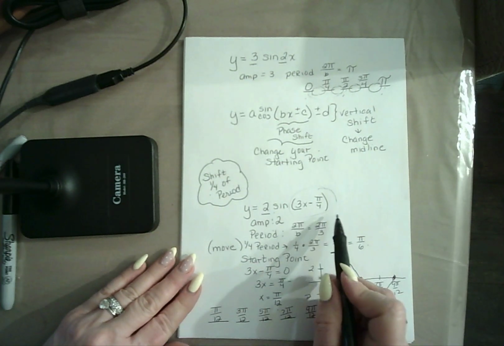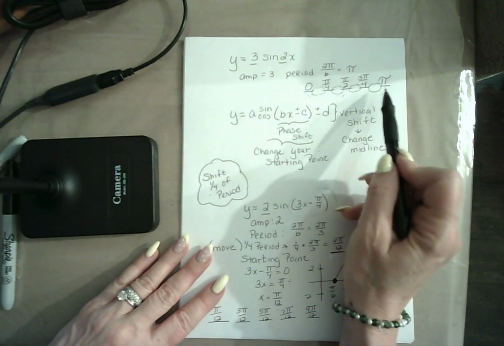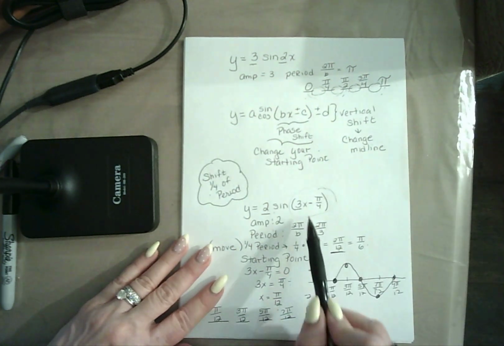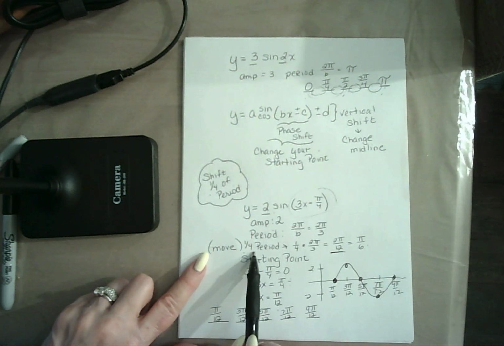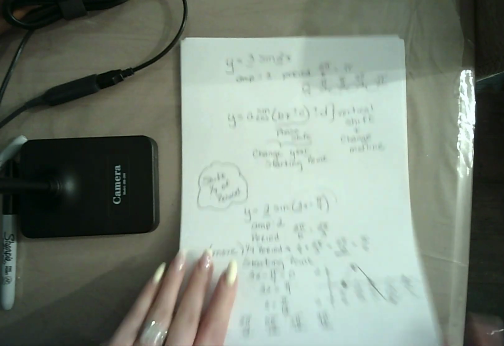That was a phase shift. Since we're not starting at 0, we can't do what we did here where we just found halfway. So we're going to know that we have to always move 1/4 of the period. Let's go to one where we have a vertical shift.